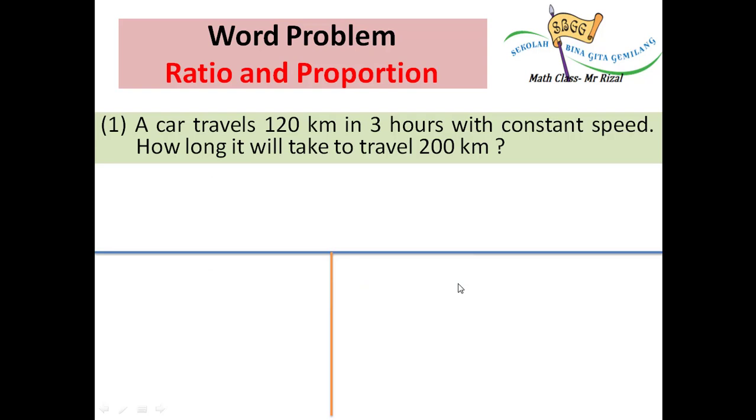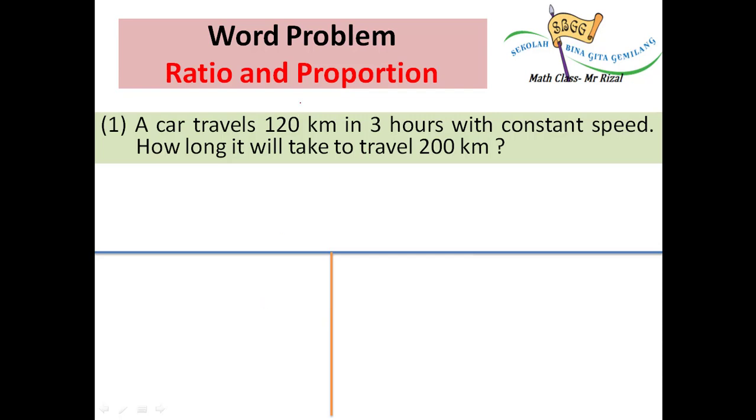Okay, we will relate ratio and proportion. We will go directly to the questions. Number one: a car travels 120 kilometers in 3 hours with constant speed. How long will it take to travel 200 kilometers?